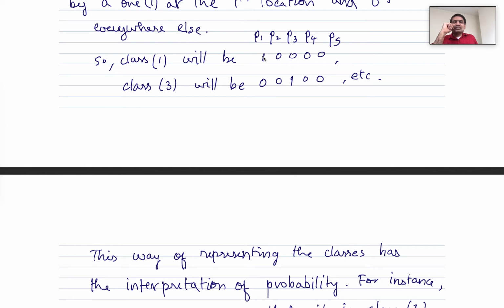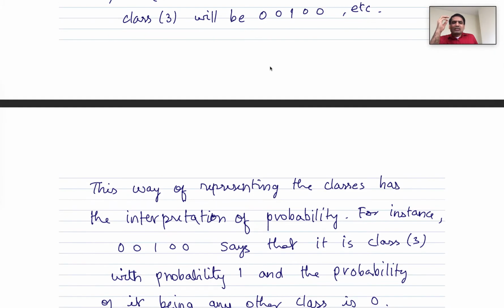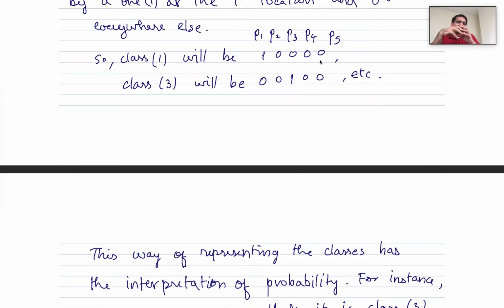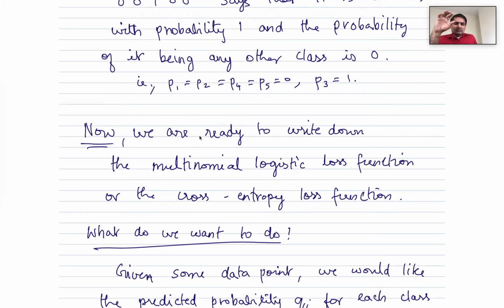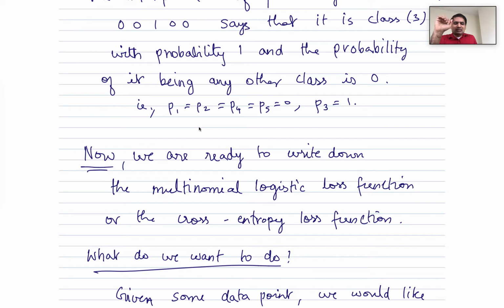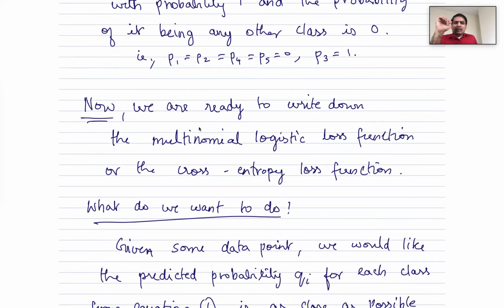If this is P1, it says that the probability that a particular data point belongs to class 1 is 1, and given that that's the case, the probability that it belongs to class 2 or 3 or 4 or 5 is 0. Okay, so this way of representing this essentially has this nice probabilistic interpretation. Now that we've defined what one hot coding or dummy coding is, we are now ready to write down an expression for the multinomial logistic loss function or the cross entropy loss function.